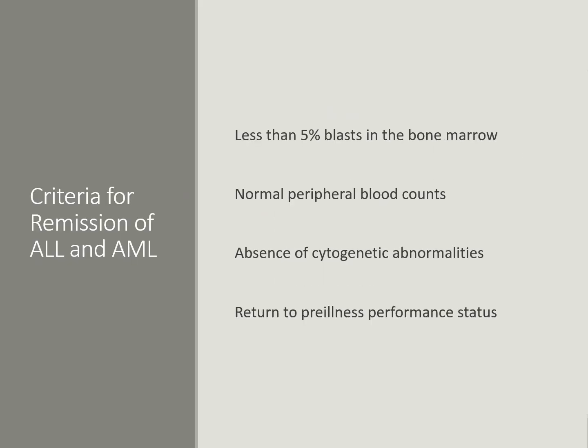So these are the criteria to determine whether or not we're in remission of ALL and AML. What we want to see is that we have less than 5% blasts in the bone marrow, so a very low count of those immature white blood cells. And we also want normal peripheral blood counts. So when we do something like a serum CBC, we want those counts to be normal.